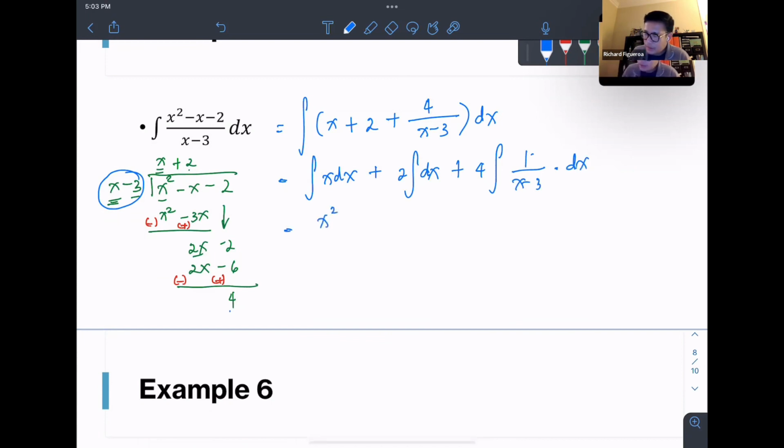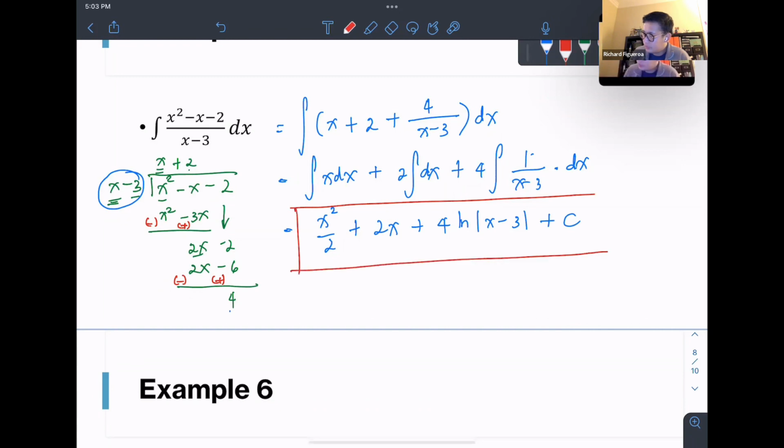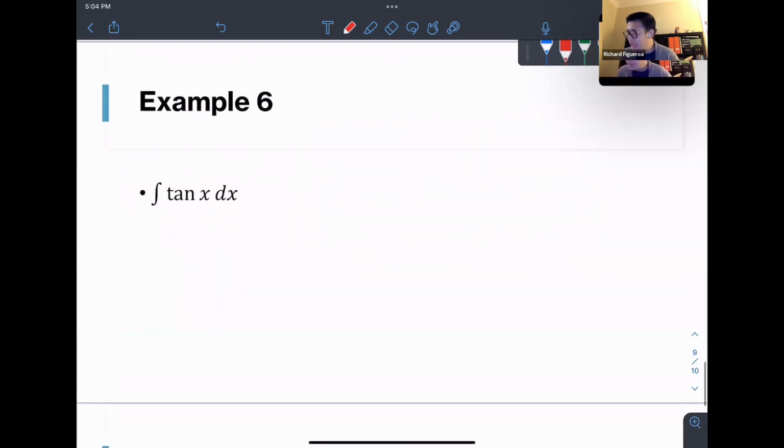So this is x squared over 2 plus 2 the integral of dx is x. Then plus 4. So x minus 3 sa baba. So derivative niya, it's dx. So ln lang yun. No? ln of x minus 3. And then plus c. Okay? Balikan nyo na lang yun sa discussion natin. So medyo time na. So let's have the last example.